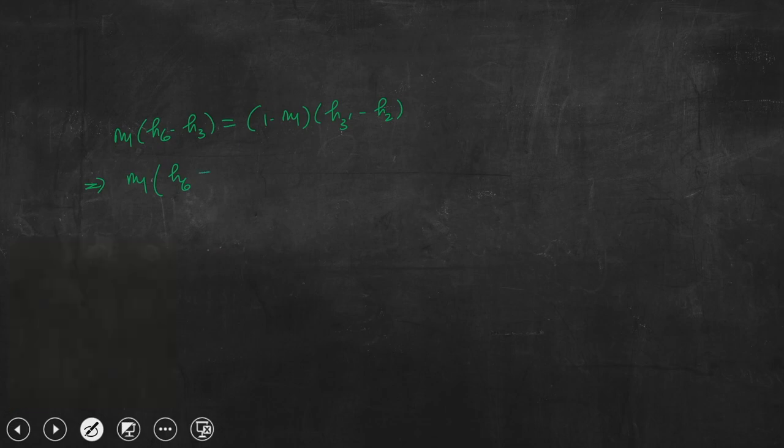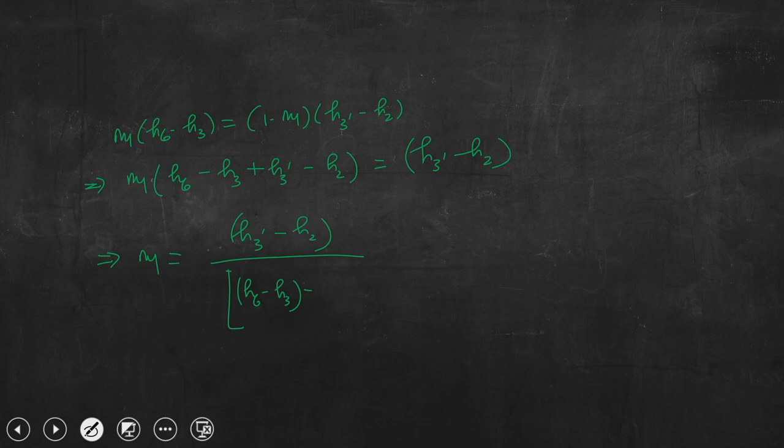M 1 into H 6 minus H 3 plus M 1 into H 3 prime minus H 2, equal to H 3 prime minus H 2. So, this is the expression: M 1 equal to H 3 prime minus H 2 divided by H 6 minus H 3 plus H 3 prime minus H 2. So, this is the expression of the fraction of steam extracted from the turbine.